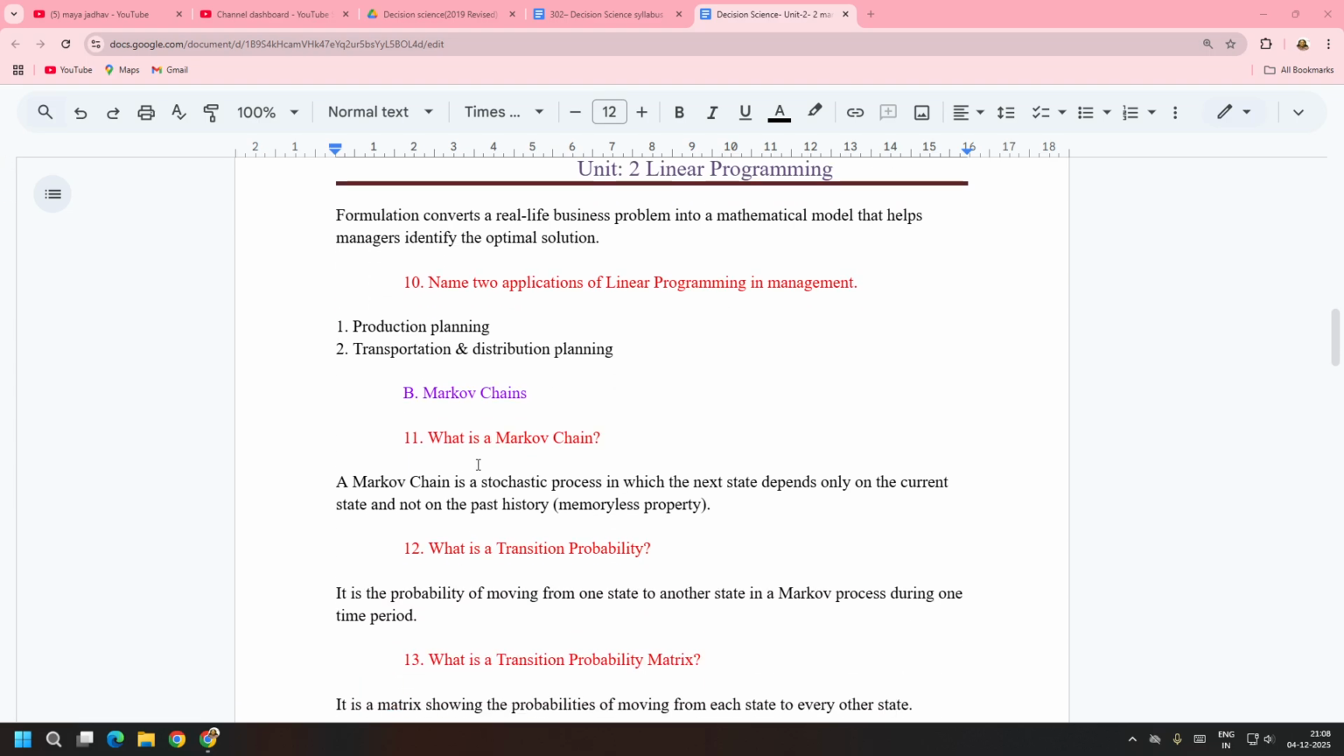Question number 11. What is Markov chain? A Markov chain is a stochastic process in which the next state depends only on the current state and not on the past history. Memoryless property. What is transition probability? It is the probability of moving from one state to another state in a Markov process during one time period.